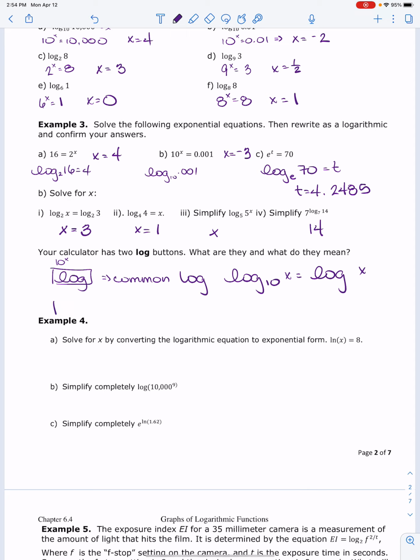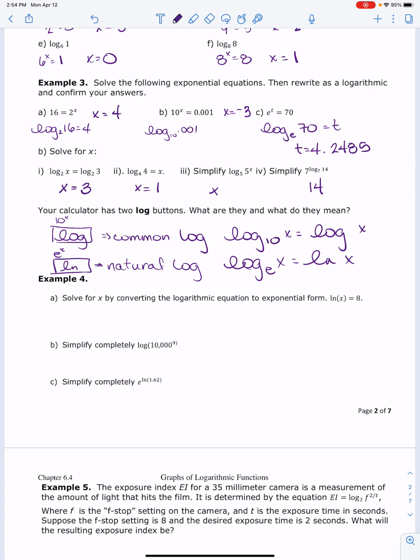The other one you're going to see right underneath that kind of looks like "in," but it's really ln. And up in the corner, you'll see e to the x. This is our natural logarithm, and that's log base e. We use these enough that they are programmed into the calculator for you, and you definitely want to make sure you recognize those when you see them.